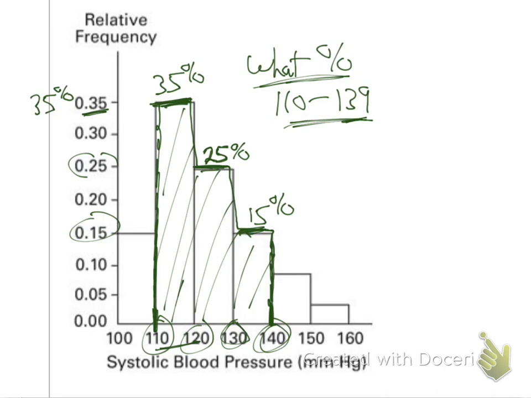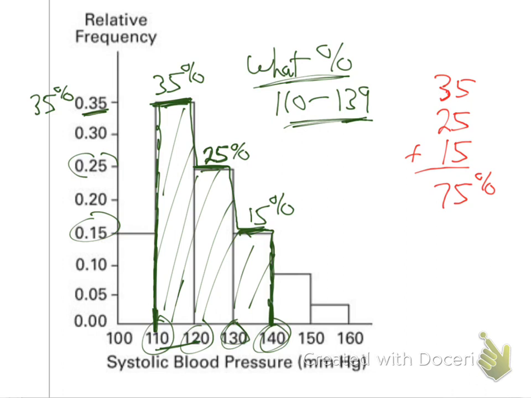Does that make sense? They're wanting me to go from 110 all the way to 140 and come up with the total percentage of people. So that'd be all these added up, right? I'm just coming over here, seeing the percentages, and just adding those three up. 35 and 25 and 15. What is that? You should use your calculator. 75, huh? 75% of the whole group.